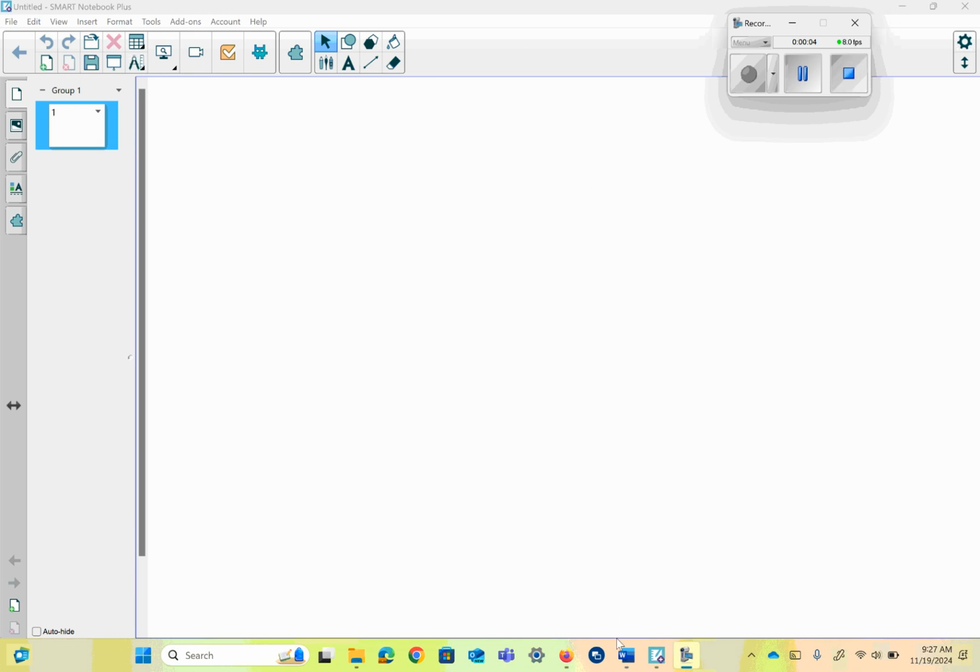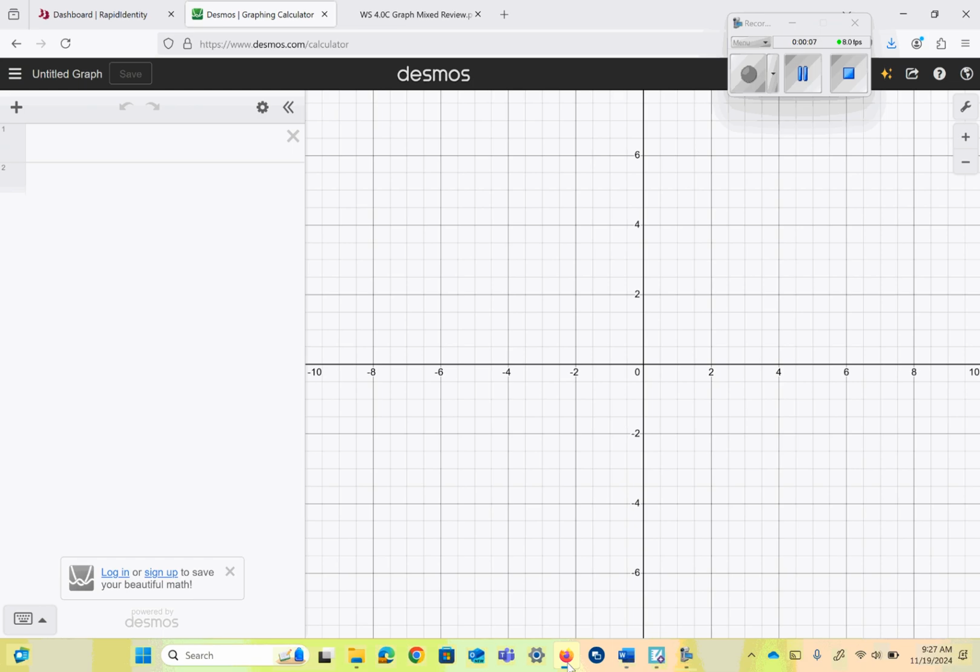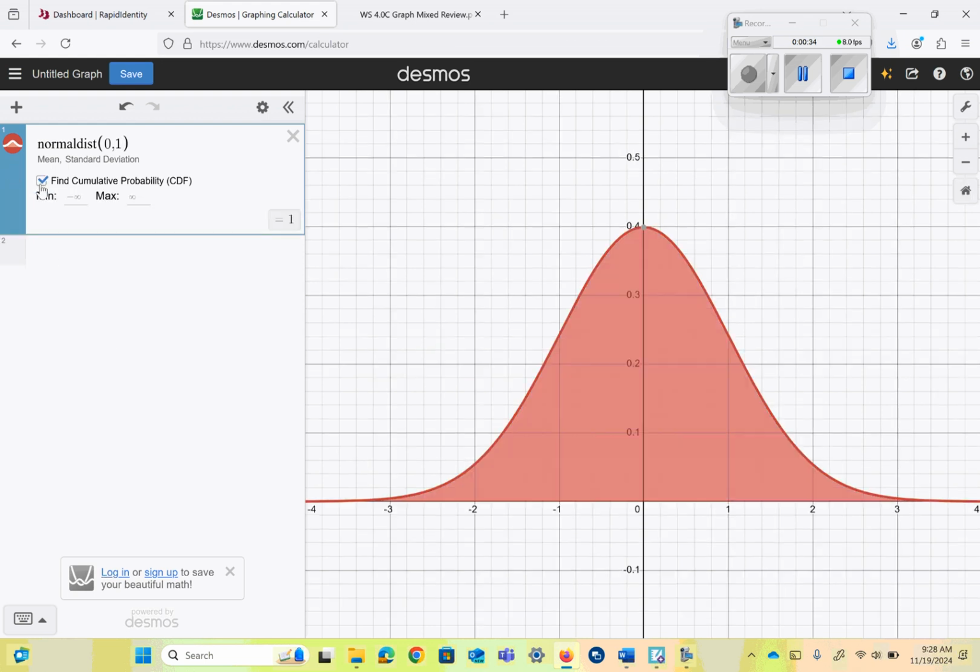Here we go. Problem number 1, page 185, says, what percent of the normal curve is less than positive 0.45? Make sure you know where to find this. Normal dist, and if they didn't give you the mean and the standard deviation, use 0 and 1. This one just says we want less than 0.45, so I'm going to enter 0.45.